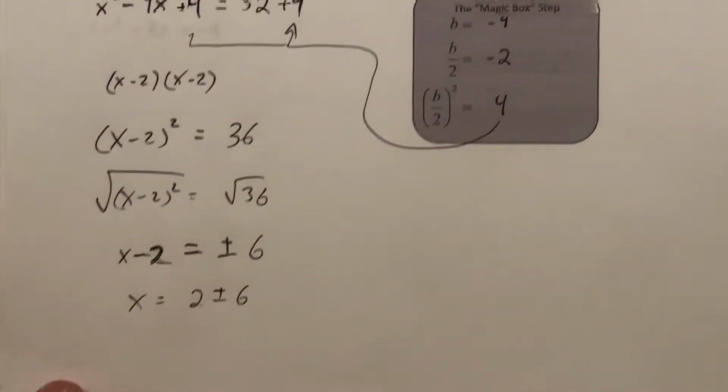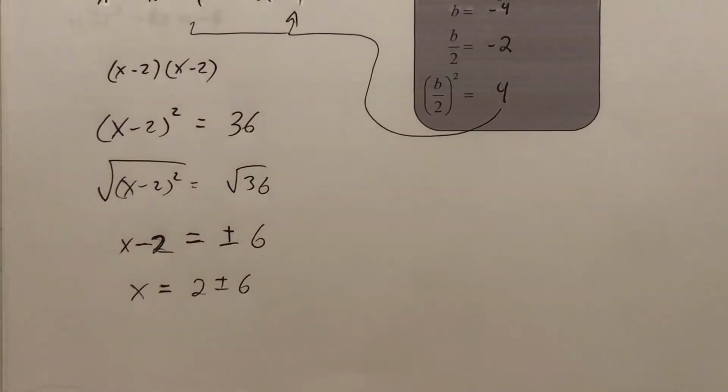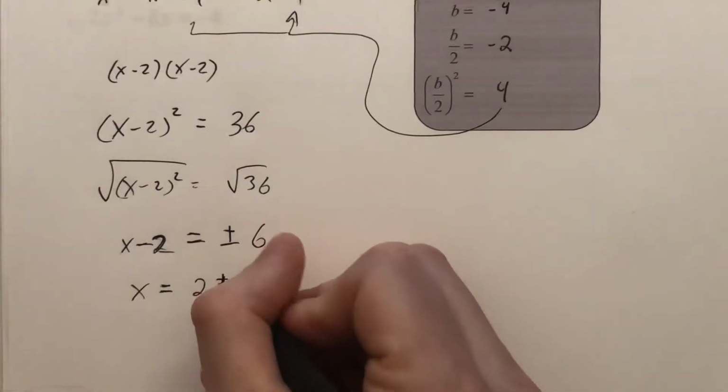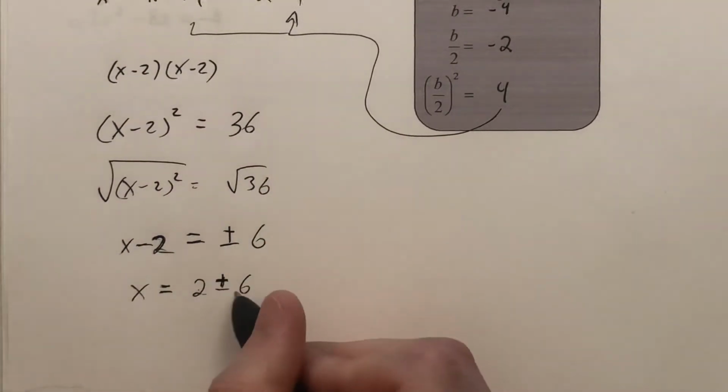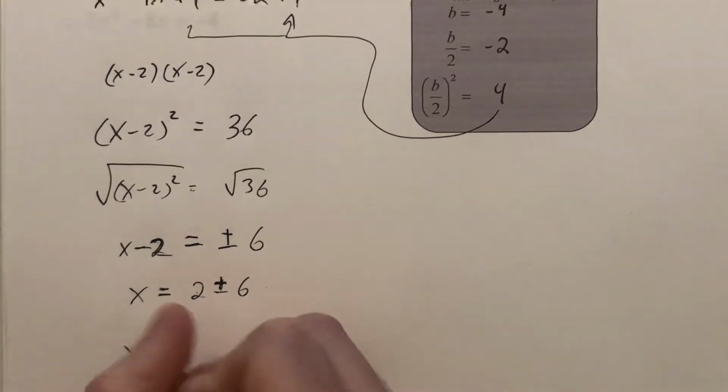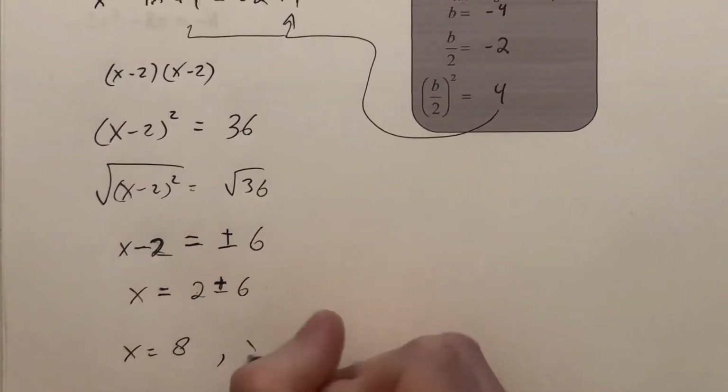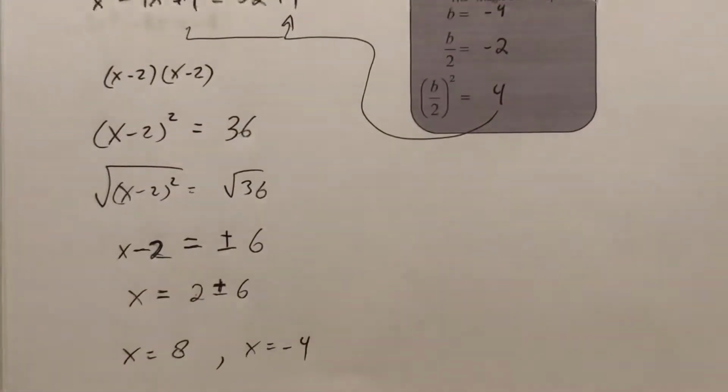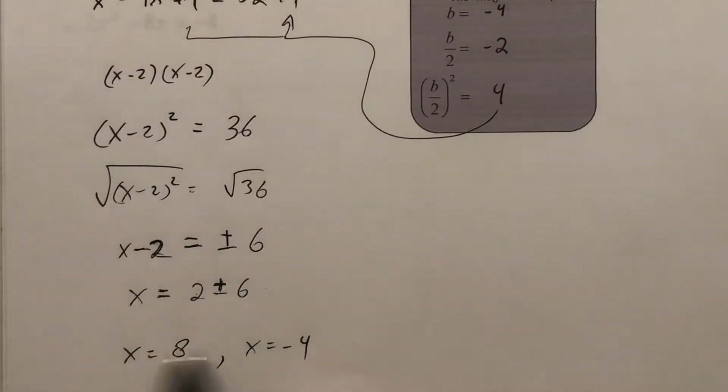plus or minus 6. Now this is one of those plus or minuses where you don't need to write them separately with the plus and the minus, because you can actually do 2 plus 6 and 2 minus 6. 2 plus 6 is 8. 2 minus 6 is -4. Now, something to point out here, just because this is good to understand, we got really nice numbers here, right?